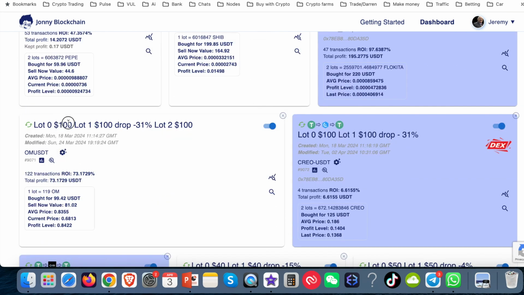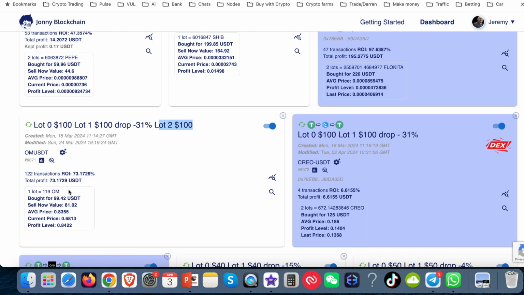I'm trading with $100, 2 lots. It's bought 1 lot. I've set the second lot up to go all the way down to minus 31%. And then what I did was, it was sitting around being a bit stagnant, so I added another lot there. I added lot 2 as well.